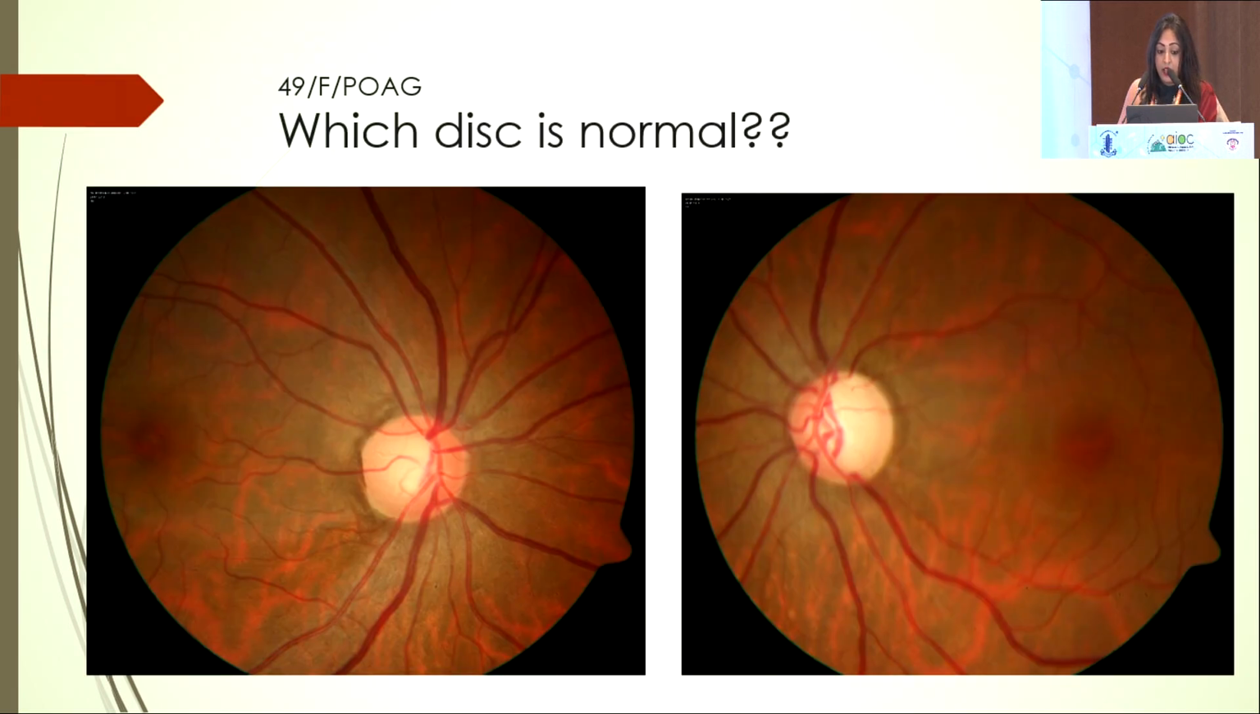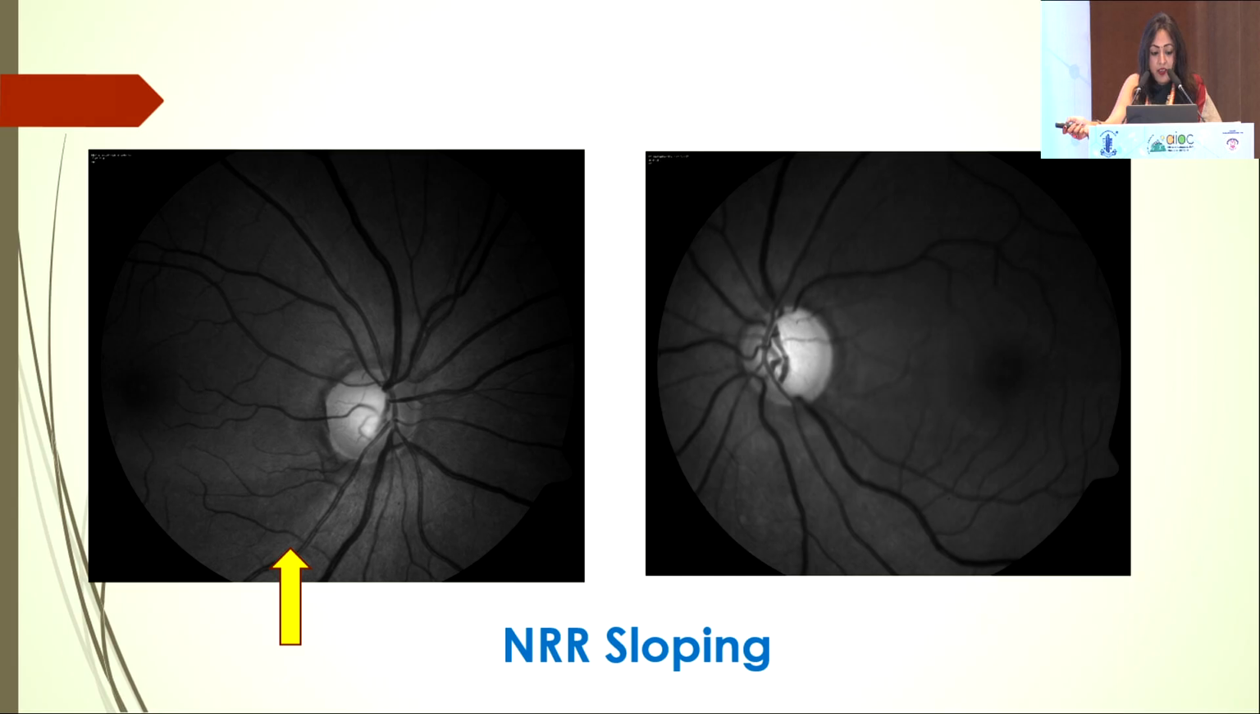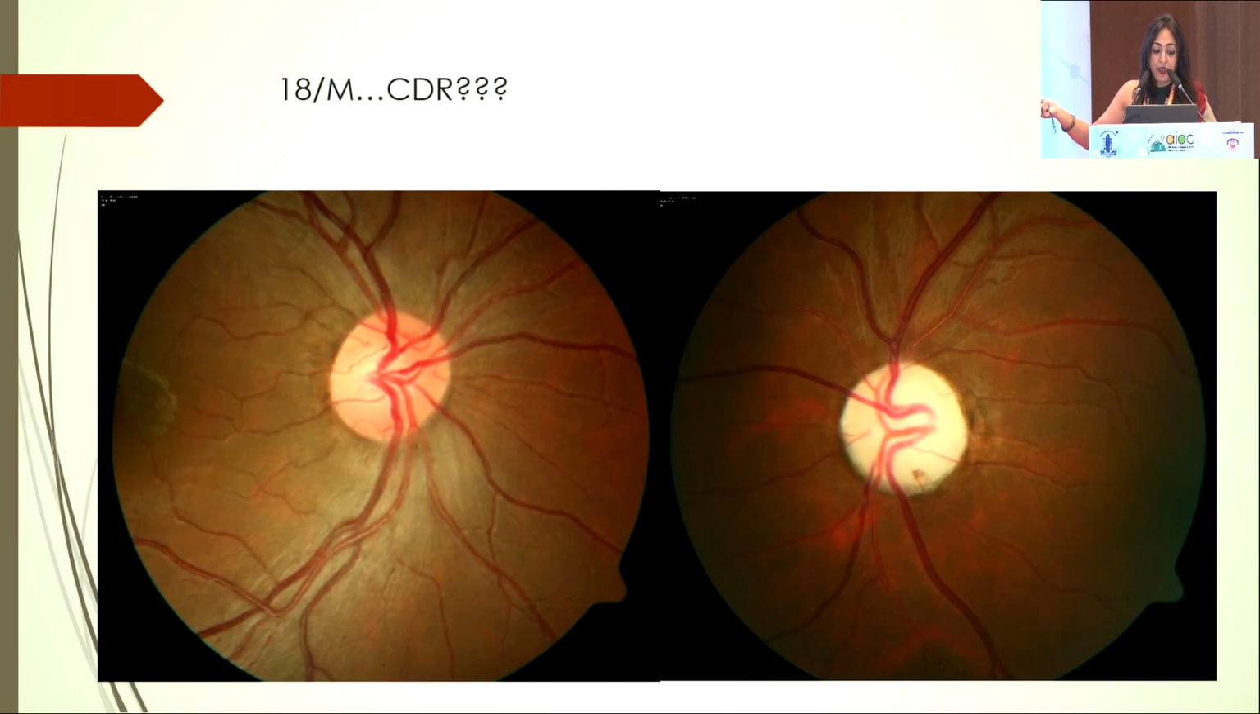This is a case of a 49-year-old female, a case of open-angle glaucoma. So again, if I ask you, you will tell me that the left eye definitely looks abnormal. The right one looks okay, yeah? But then if you look carefully, even the right one has a NRR slope with a corresponding field defect. Left eye definitely has a gross NRR defect.